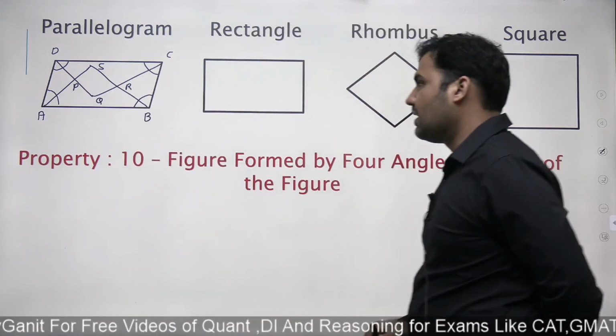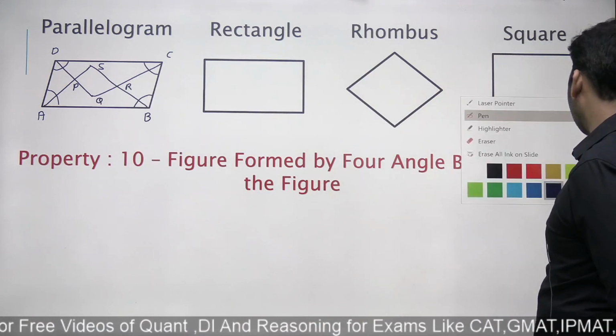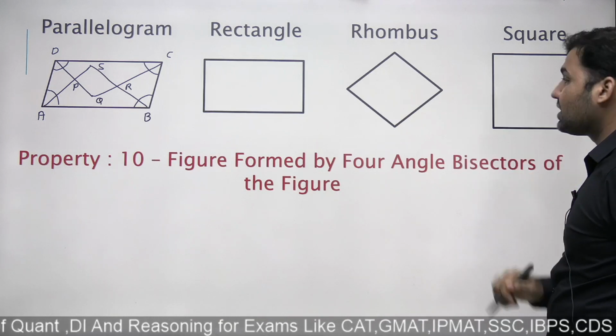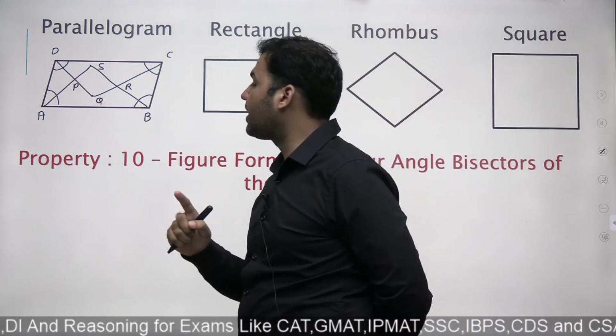Now listen everybody. Look at this figure carefully. We know that in a parallelogram, opposite angles are equal. Parallelogram के अंदर opposite angles equal होते हैं. This is a property number 5 that we have covered.